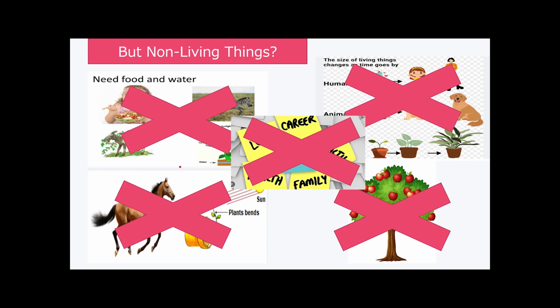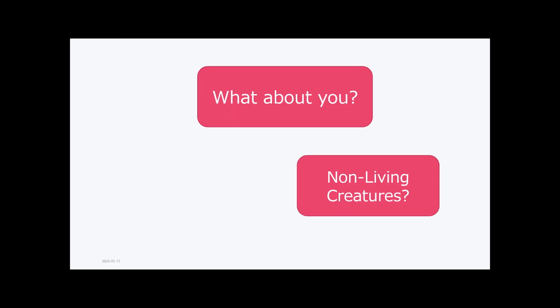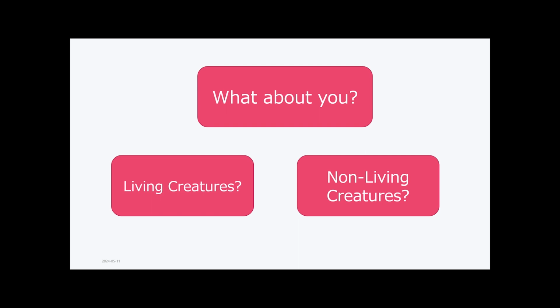I'm going to ask you one more time the question. What about you? Non-living creatures or living creatures? I think you are all living creatures. Why do you think so? Because you eat, you move, you grow, and you produce, and also you have a goal. Is this why you are here? Because you have a goal? Yeah. Thank you so much for nodding like this.